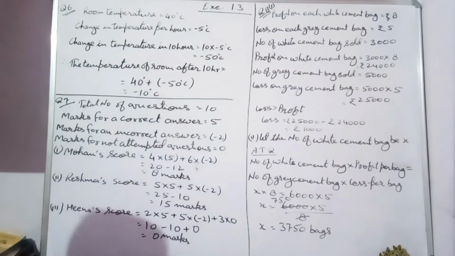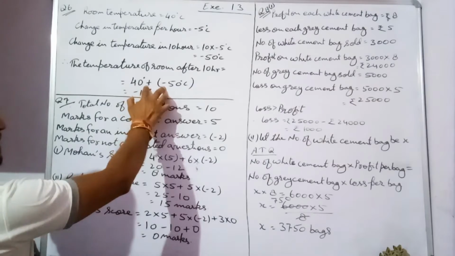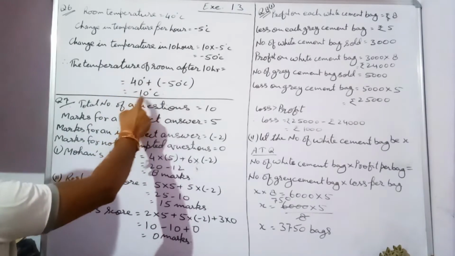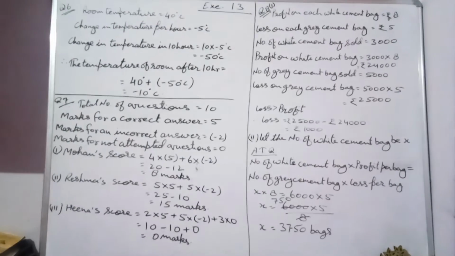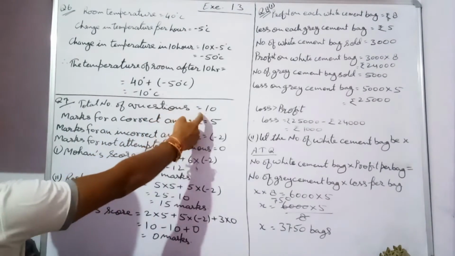Whenever we open the bracket here, plus minus will become minus. So 40 minus 50 will become -10 degrees Celsius. Now question number 7 is here. Question number 7 is saying in a class test containing 10 questions. It means the total number of questions is 10.